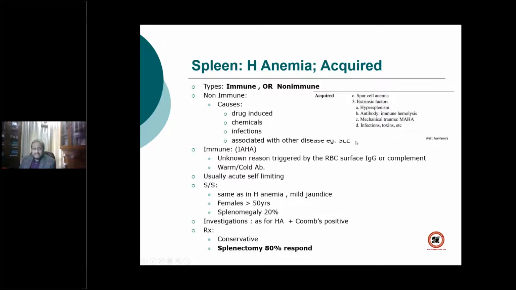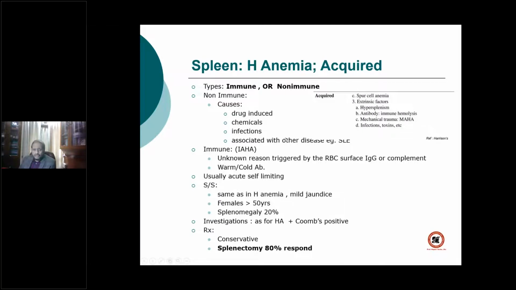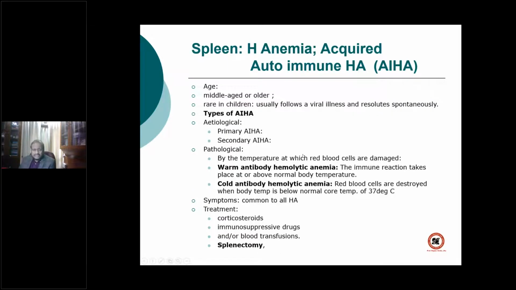Splenectomy has an 80% patient response. So if splenectomy is indicated, 80% of these patients are going to respond to your splenectomy. Now, these are the acquired types. So this was the immune and non-immune. Now let's talk about the immune variety very briefly, and that is warm and cold antibody. What do we mean when we say warm antibody and cold antibody? We're talking about the antibody working either at 37 degrees or below 37 degrees, which is your core body temperature. So a cold antibody works below 37 degrees. The warm antibody works at more than 37 degrees.